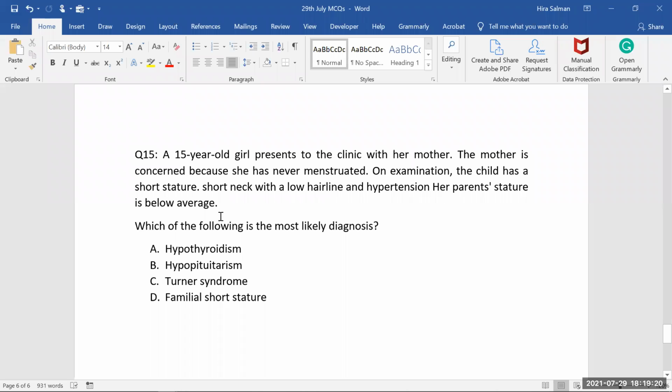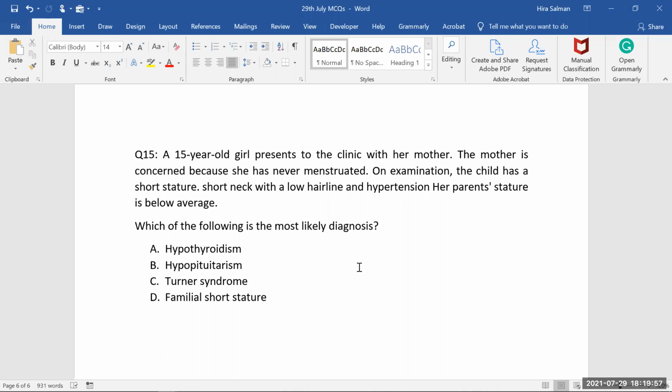So it can be a constitutional delay also, right? But again, which of the following is the most likely diagnosis? If we have constitutional delay, you can think about that. But the child has short stature, and because a short neck is there, you can think about the neck, short stature, and a girl with primary amenorrhea. So constitutional delay will be less likely. In constitutional delay, everything should be normal. There should not be a short stature, there should not be a webbed neck. Only the thing is that the age of the girl is 15, 16, and right now she's not menstruating. That is called constitutional delay.